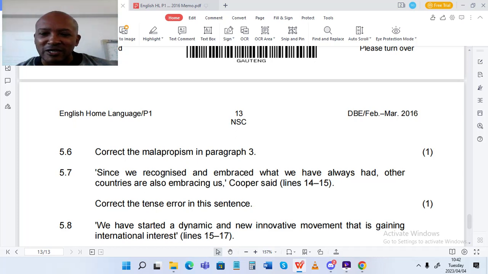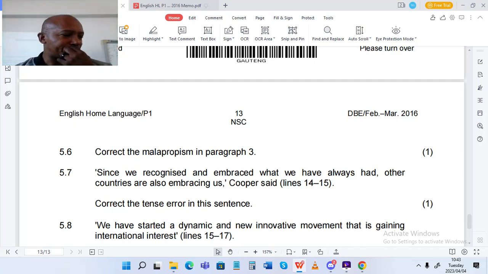since we're recognizing, but then this is not in the continuous tense. I think it's since we have recognized and embraced what we have. Oh, can you see the verb? Since we recognized is past tense. And when we use the word have, it's perfect tense. This is the perfect tense we have.